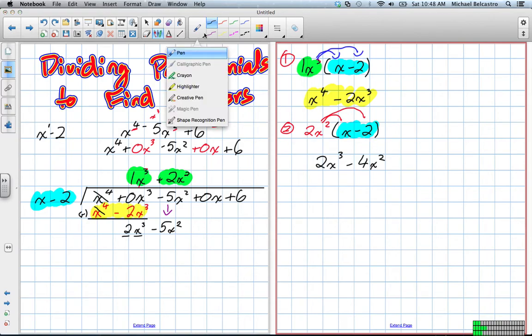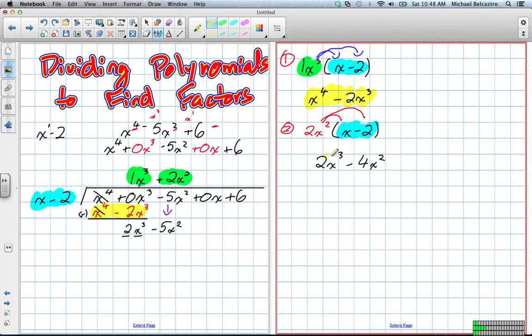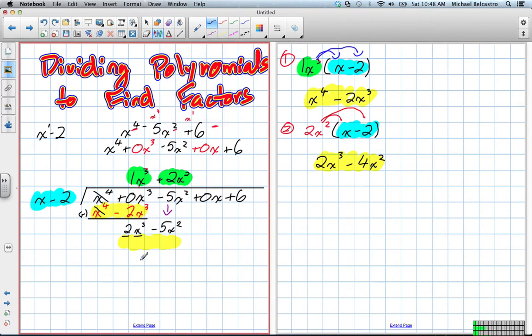Okay? And that is what's going to be our new term below. So every time we do this, what we're doing is discovering our new term below. So I'm going to write that in too. I know this seems like a lot of steps. We don't have to do it this way every time. Minus 4x squared. Okay? Is this making sense so far?